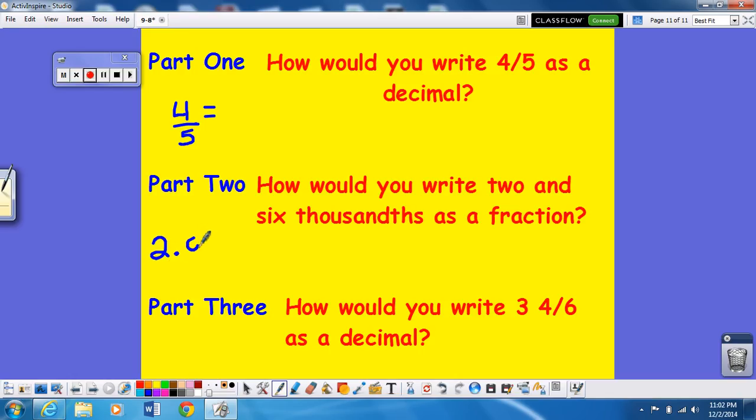2 and 6/1000ths, there it is as a decimal. I want you to write it as a fraction for me for part 2. That's a very simple one. And then part 3 kind of goes along with our challenge. How would you write 3 4/6 as a decimal?